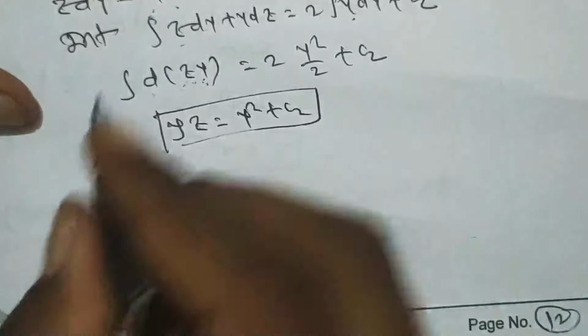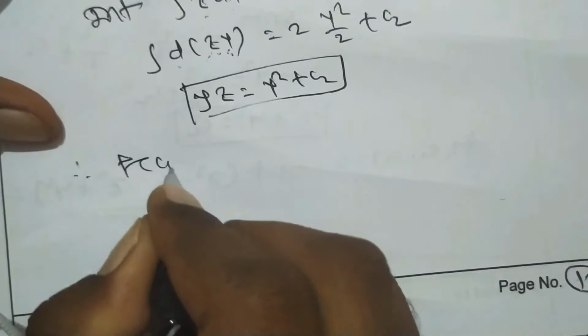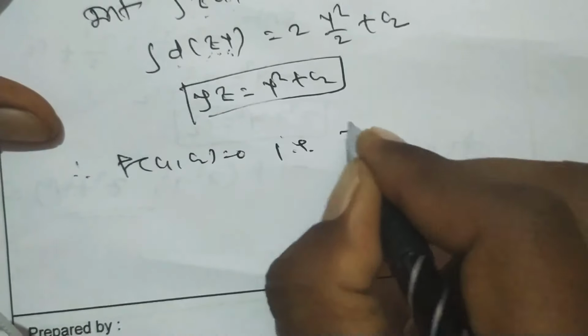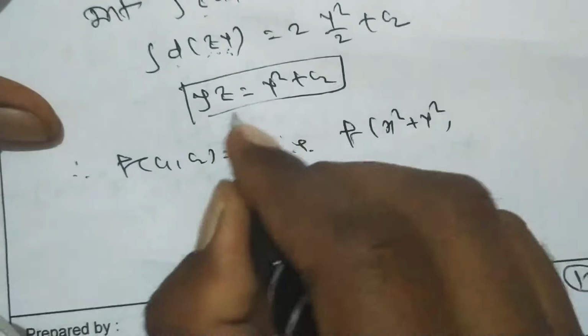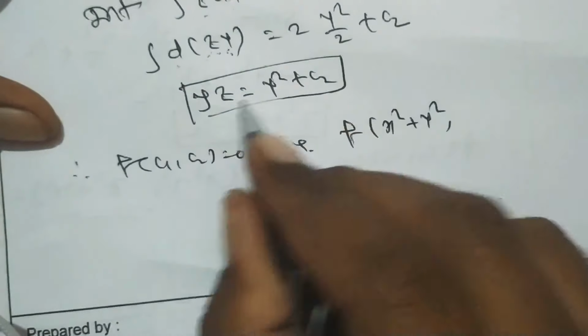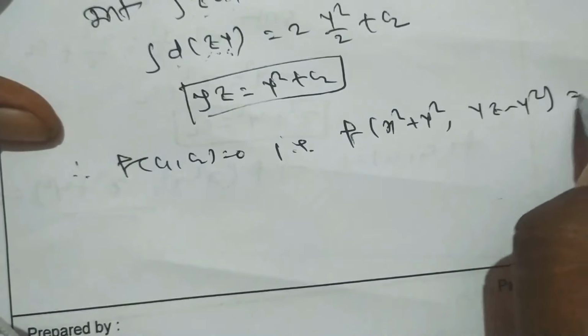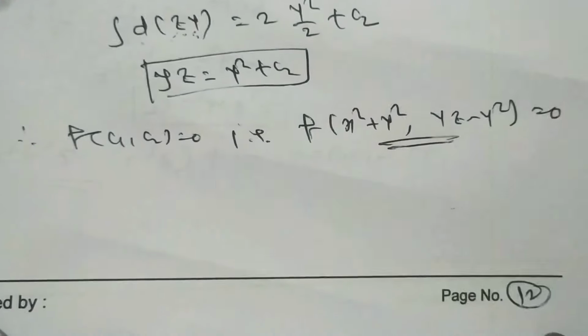So this is the second solution of the given differential equation, and therefore the final answer is f of c1, c2 equal to 0, that is f of x square plus y square, and using this, what is the value of c2? yz minus y square equal to 0 is the required solution of the given differential equation.